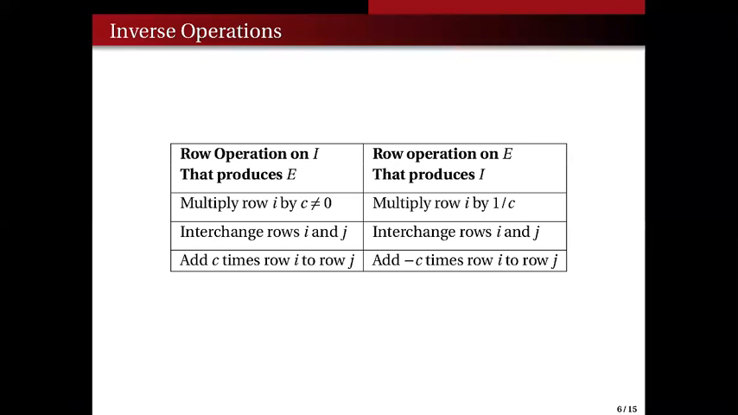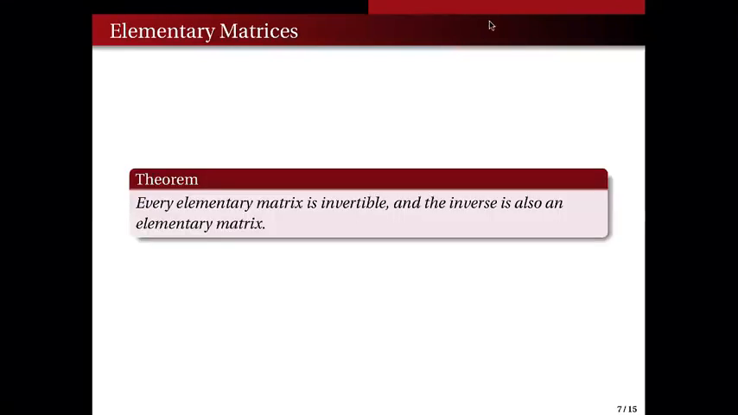So now, every elementary matrix is invertible. And furthermore, the inverse is also an elementary matrix. So every elementary matrix is invertible, and the inverse is also an elementary matrix.